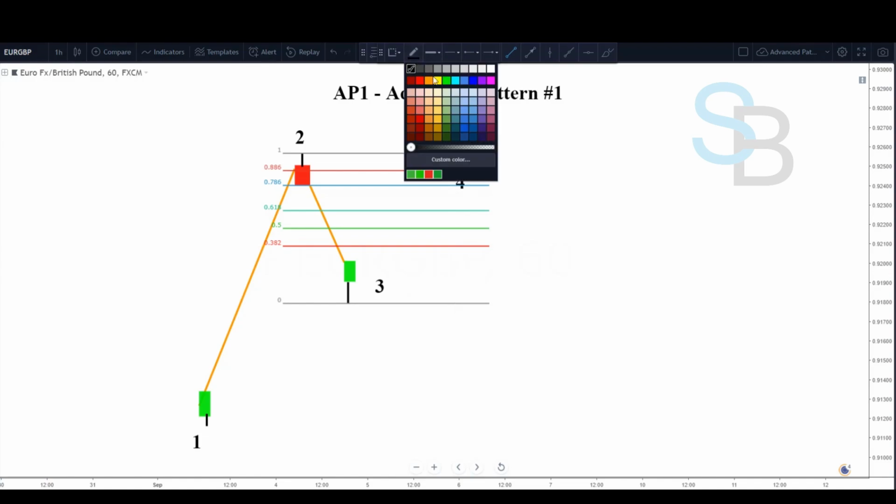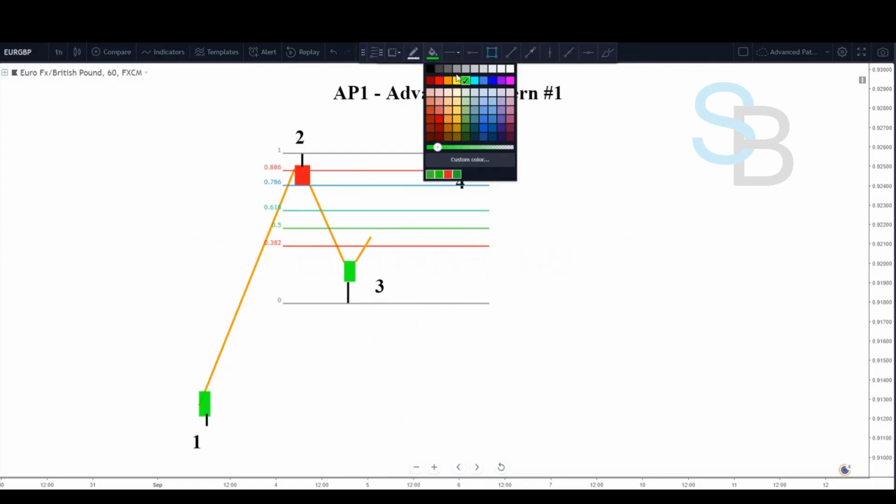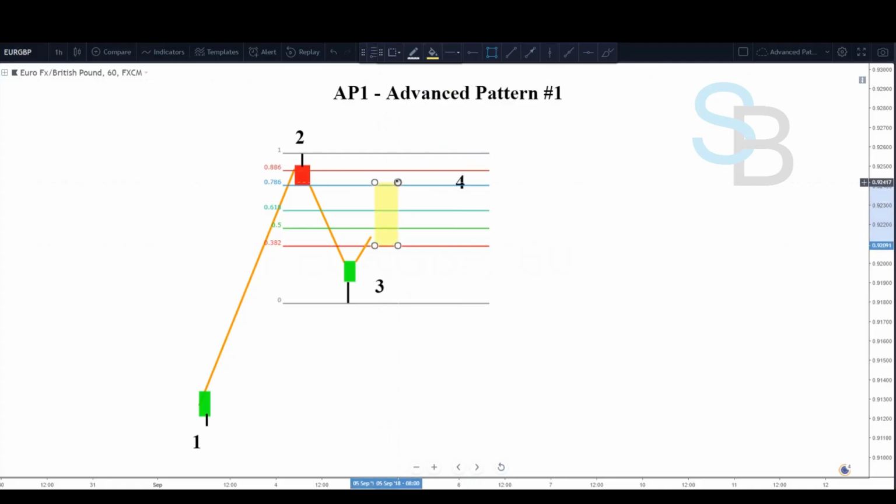So let's go ahead and draw that in as point number 4. Market comes up. Let's say we hit that 382 retracement right here. This would be valid. And let's actually draw out a zone of what I call validity. A zone of validity for the AP1 to get to point number 4 is our yellow box.